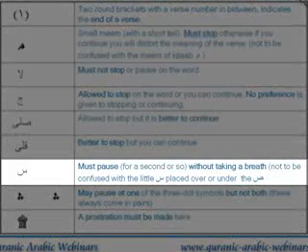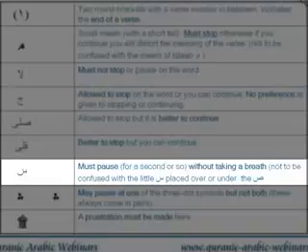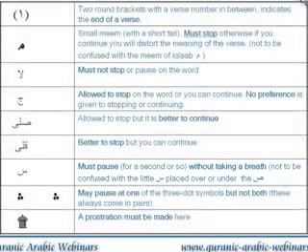Now the next one we have is this small seen that you will see. And this one is must pause for a second or so without taking a breath. So it's a very small pause and you don't actually take a breath. Now I've got in brackets here, not to be confused with the little seen placed over or under the letter sad, and that would be covered in another lesson, and I'll show you an example of this other seen that we're not talking about. So this little seen that we're going to be looking at is an indicator that you must pause for a second without taking a breath.